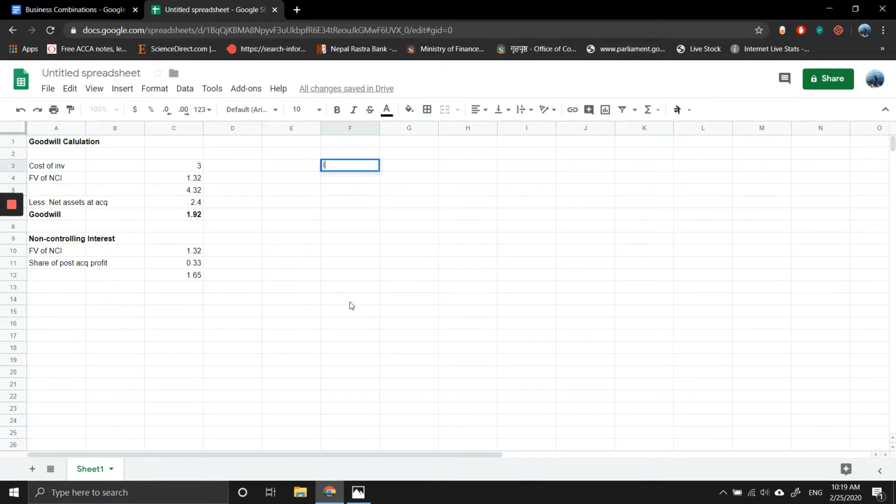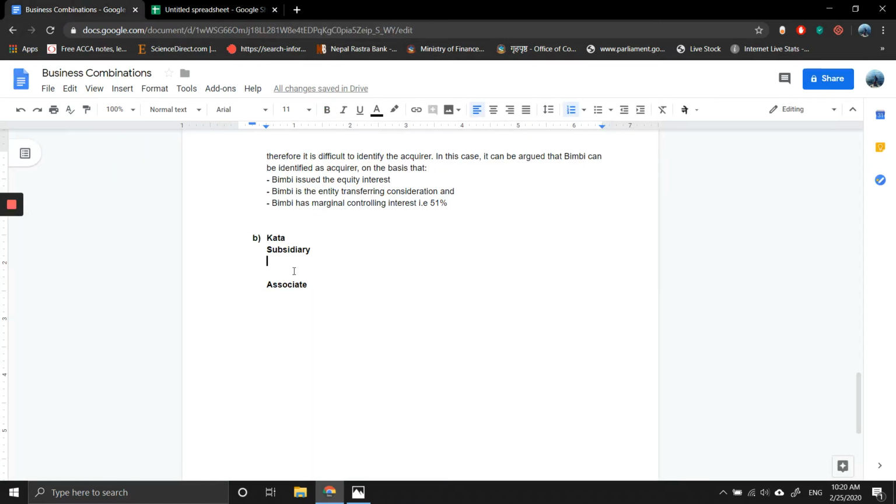If it is classified as a subsidiary, then what will happen? Investment in subsidiary will basically be cost and then the group share of profit. The cost is 3 million. The group share of profit is 3 minus 2.4 into 45%, which is 0.27. So this will be this plus this figure. The NCI is the same figure. So that is the subsidiary.